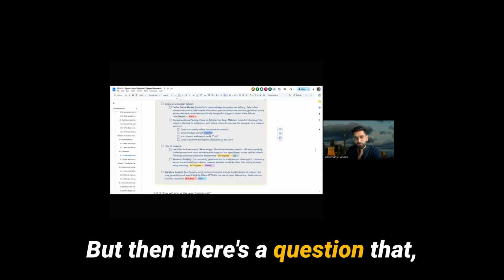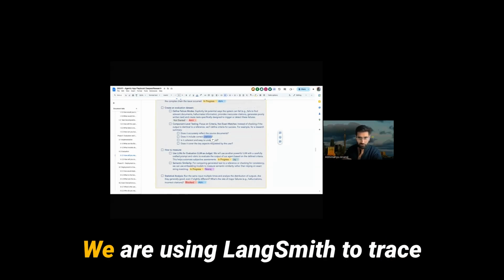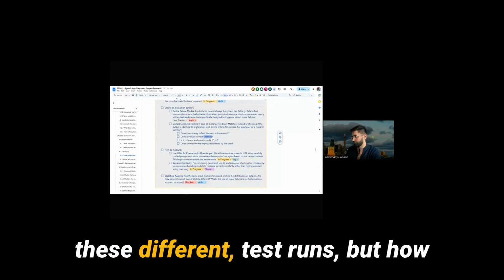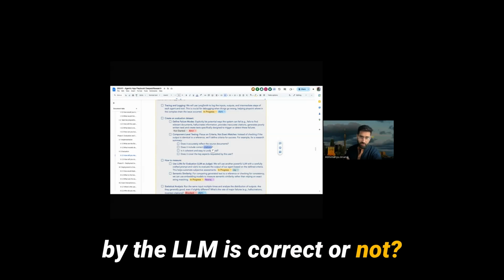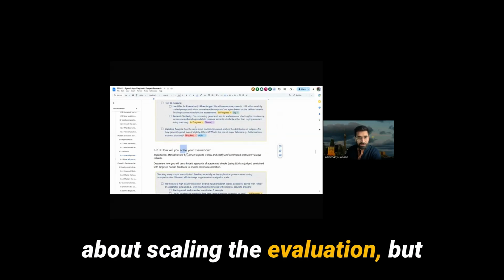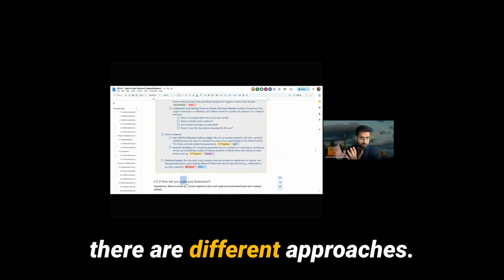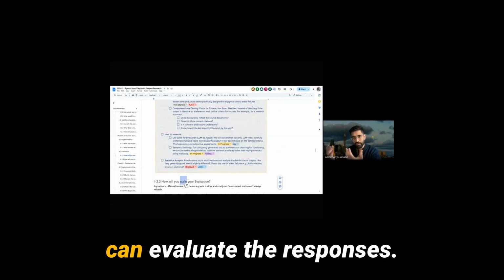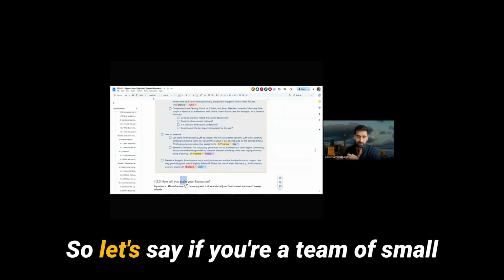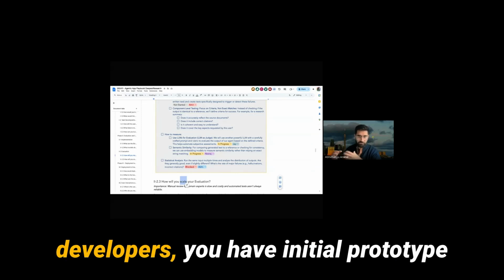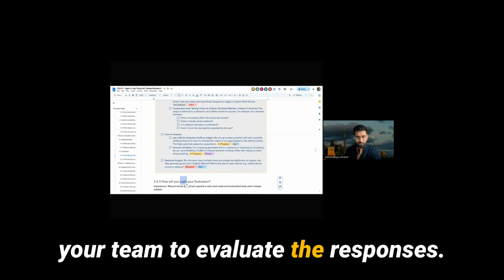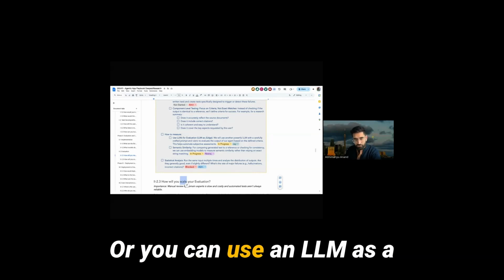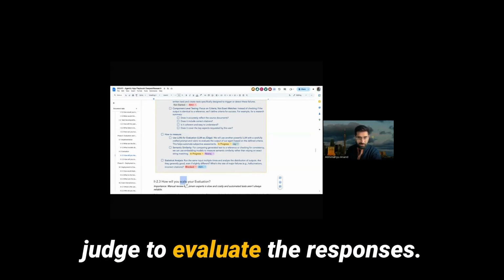But then the question is, okay, we are logging things, and we are using LangSmith to trace these different test runs, but how do we actually measure whether the response generated by the LLM is correct or not? We are going to talk about scaling the evaluation, but there are different approaches. We can have humans evaluate the responses. Let's say you're a small team of developers with an initial prototype, you can just ask different members of your team to evaluate the responses, or you can use an LLM as a judge to evaluate the responses.